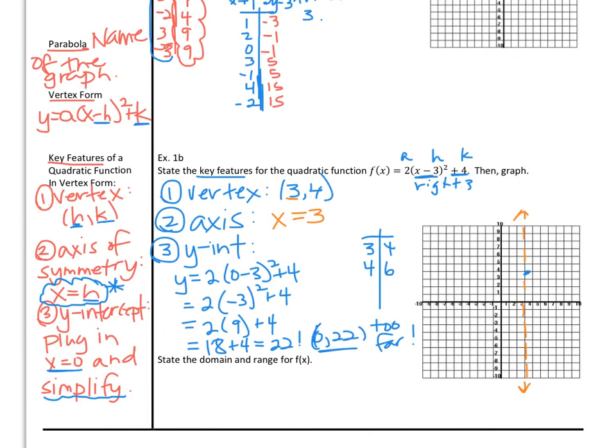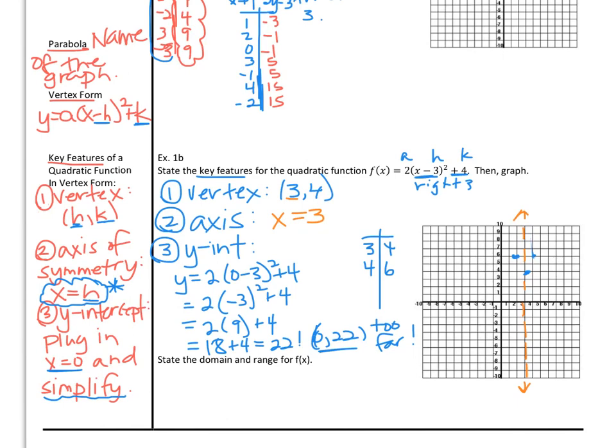If I go over 4 and up 6, I'm just going to reflect that to the other side. Those 2 points should both be on the graph for that parabola. I'm just going to make that point a little bit closer to that number. There we go. Whoa, I don't know where that line came from. We're not ready to graph it yet. All right, we'll go with that. Sorry.